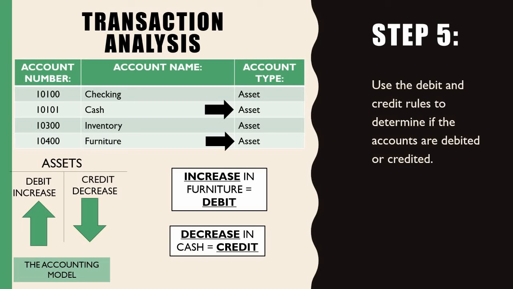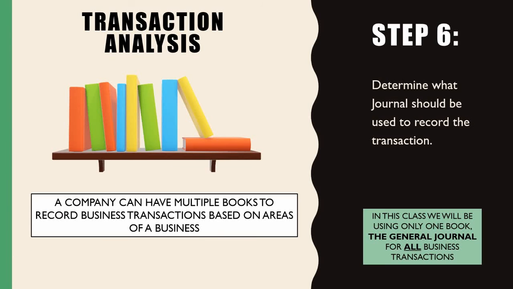Like I've mentioned, we are increasing our furniture, which is an asset, but at the same time decreasing my cash account because I spent the money. The money's gone. So that's exactly what I'm going to do. I know for a fact that I'm going to be debiting my furniture and crediting my cash.